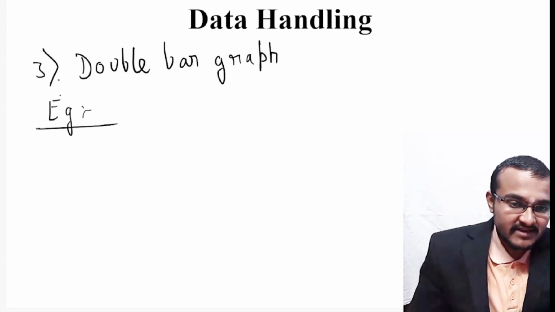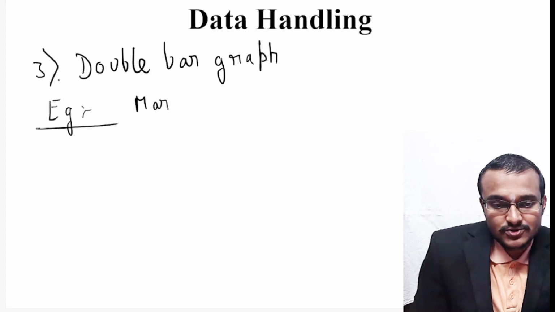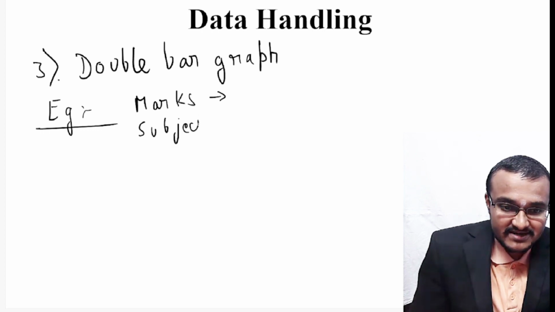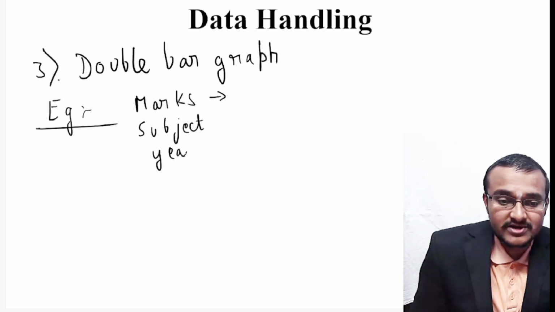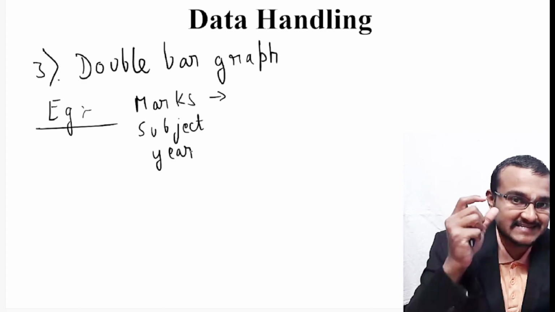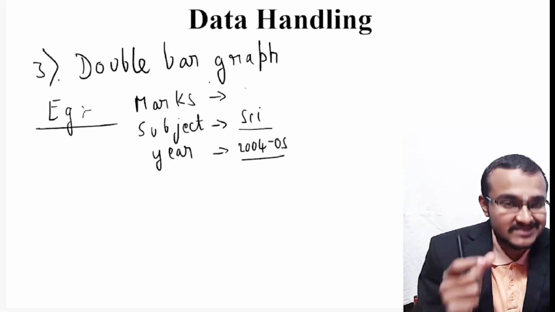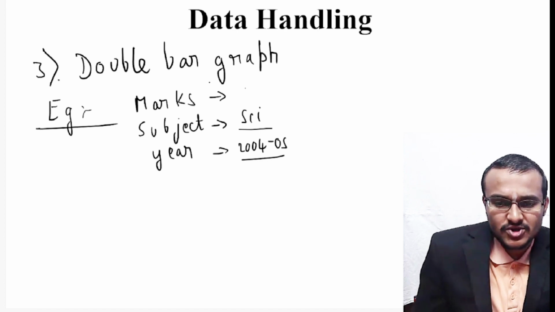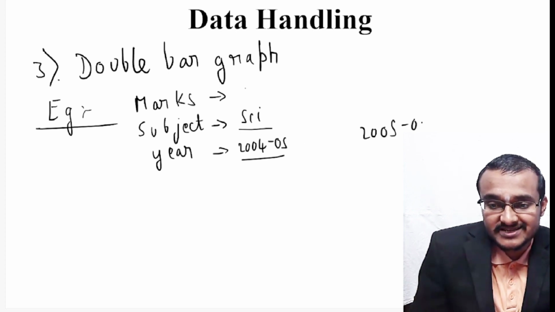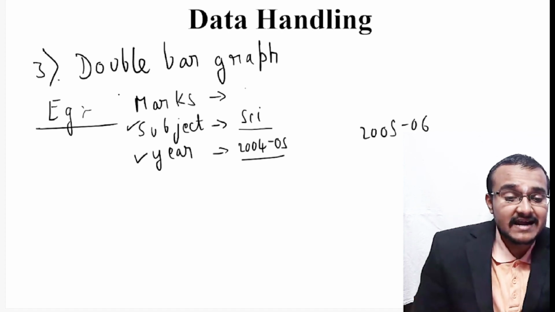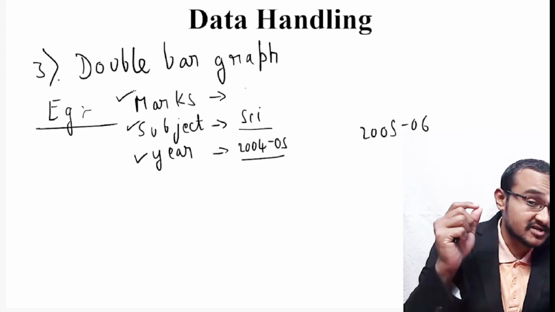Here we have marks obtained by a student in a particular subject in a particular academic year. Now we have three data sets which we should express on a graph. Let's say there is a student who has got marks in a particular subject in a particular academic year. Let's say we have two academic years, 2004 to 2005 and 2005 to 2006. So now you have three data sets. One is the academic year, the other is subjects, and the other is marks obtained by that particular student.